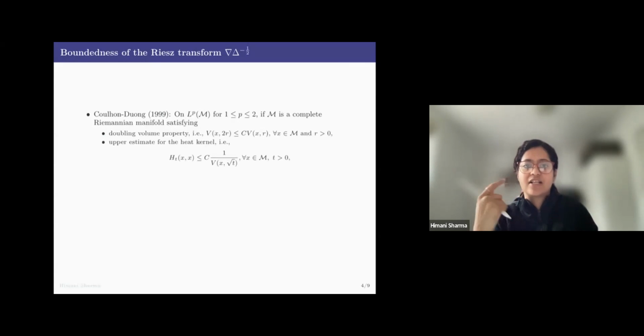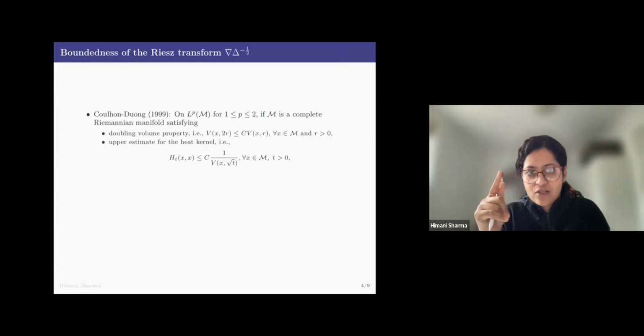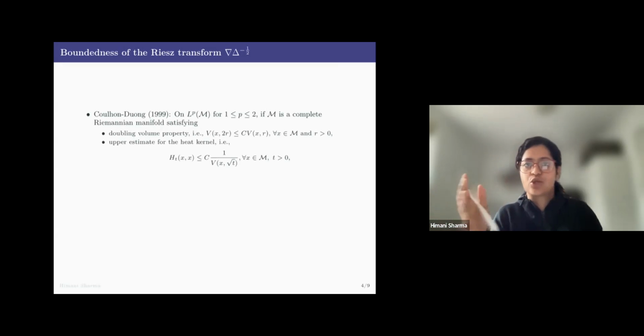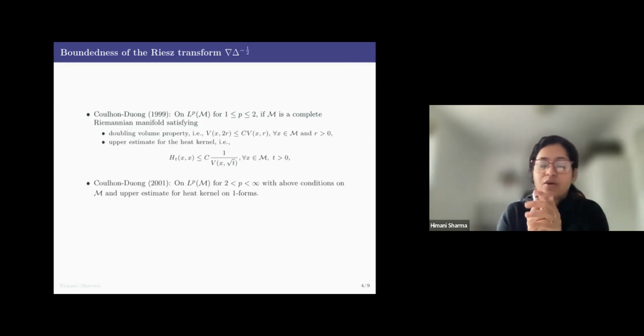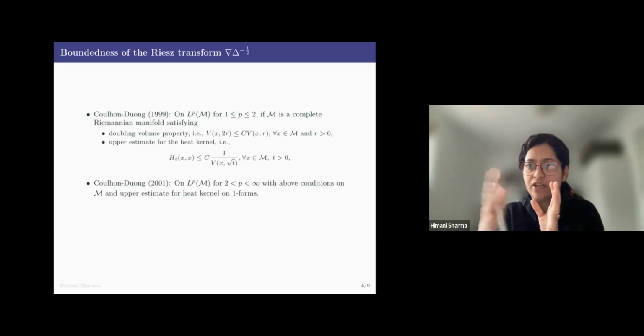And the second condition is that the Laplace operator, since it generates a heat semigroup, has a heat kernel associated with it that has an upper estimate. This is the additional condition they needed. So on this space L^p(M), they showed that the Riesz transform is bounded for the range P in the interval 1 to 2. Later in 2001, they also proved the boundedness of the Riesz transform for P in the interval 2 to infinity, the remaining part of it.